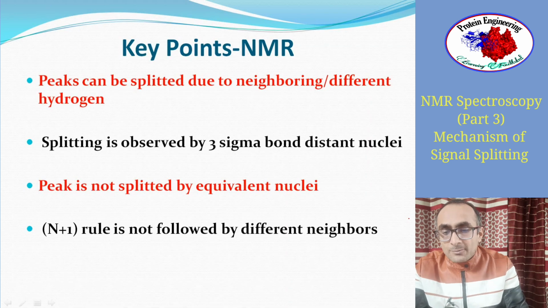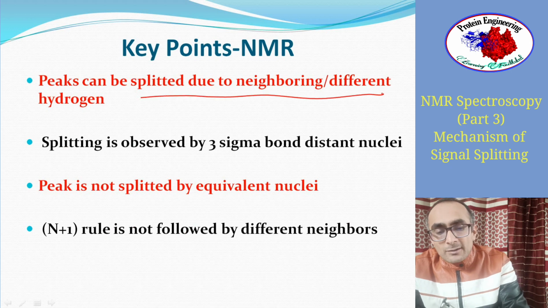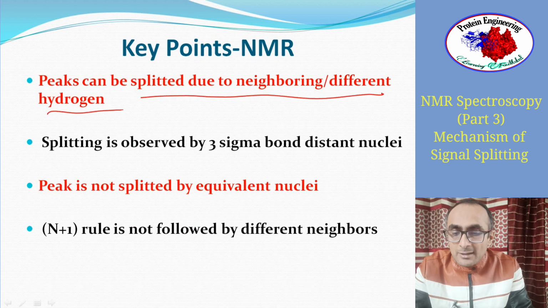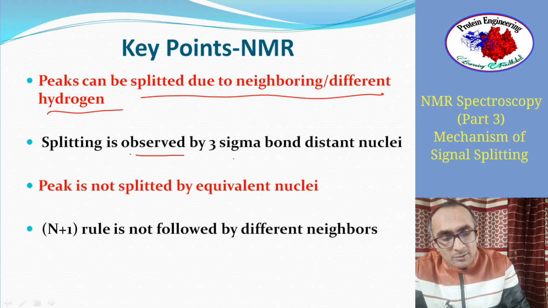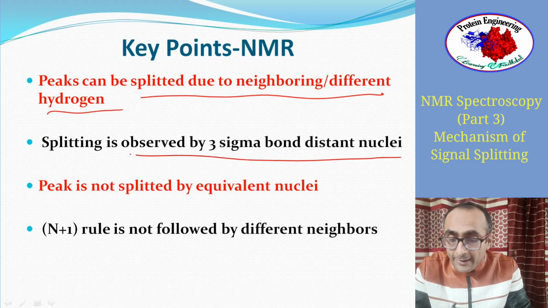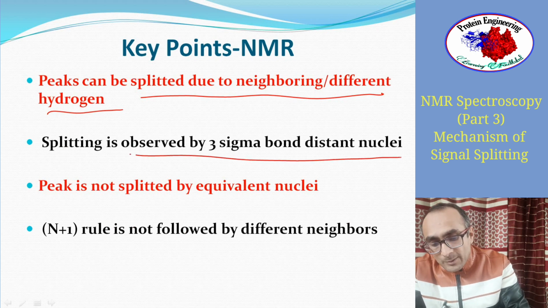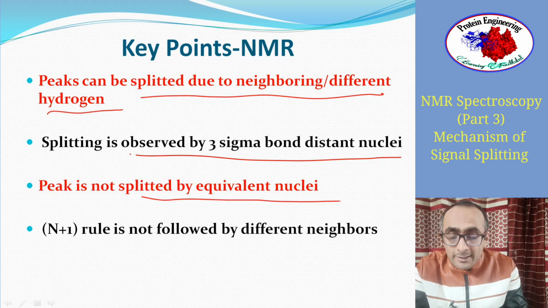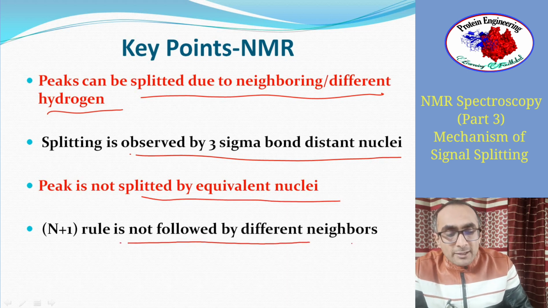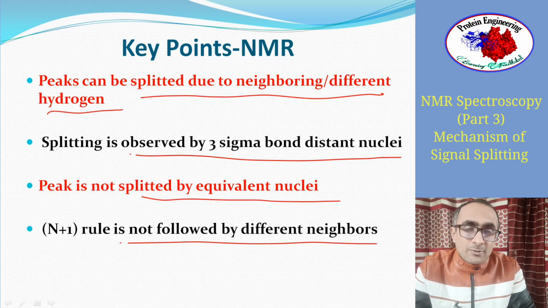So key points from here: the peaks can be split due to neighboring different hydrogen atoms. Splitting is observed by nuclei 3 sigma bonds distant. A peak is not split by equivalent nuclei. The N+1 rule is not followed if the neighbors are different for a given proton.